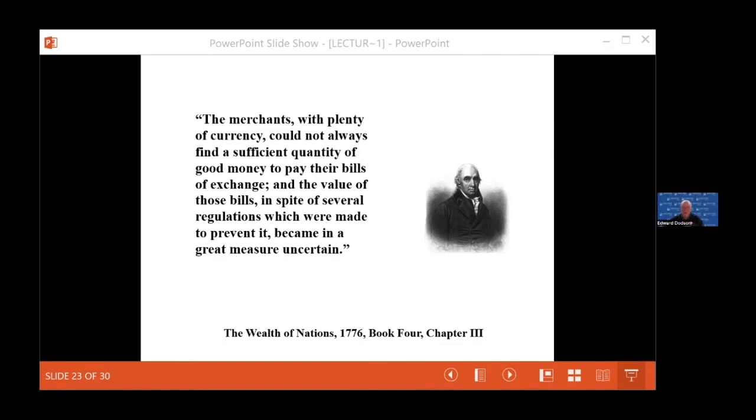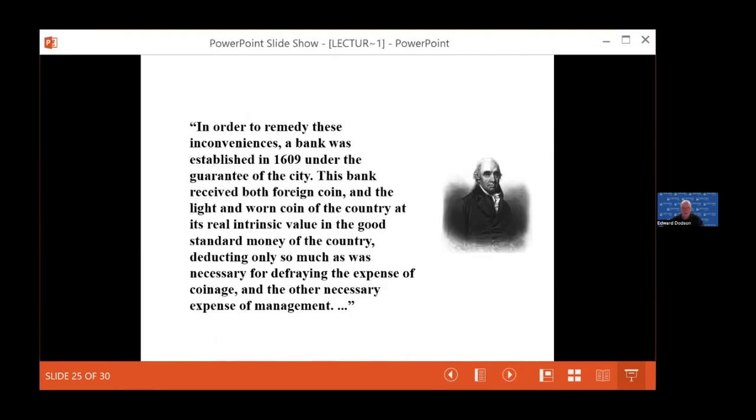And then once the Bank of Amsterdam began doing business, here's what Smith has to say about its effect. He says, in order to remedy these inconveniences, a bank was established in 1609 under the guarantee of the city. This bank received both foreign coin and the light and worn coin of the country at its real intrinsic value in the good standard money of the country, deducting only so much as was necessary for defraying the expense of coinage and other necessary expense of management.